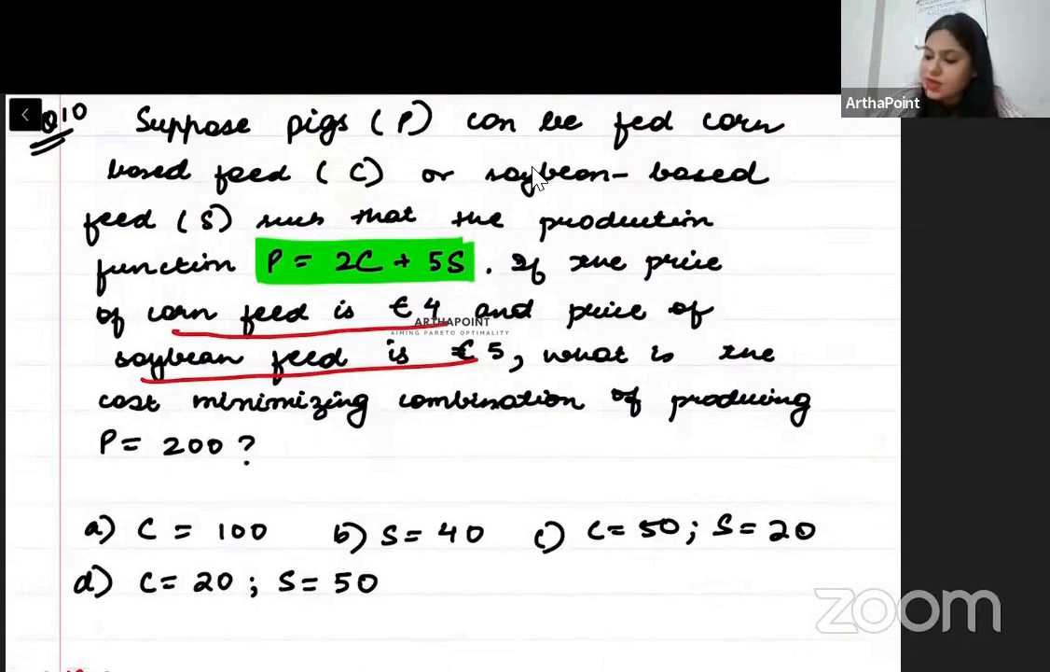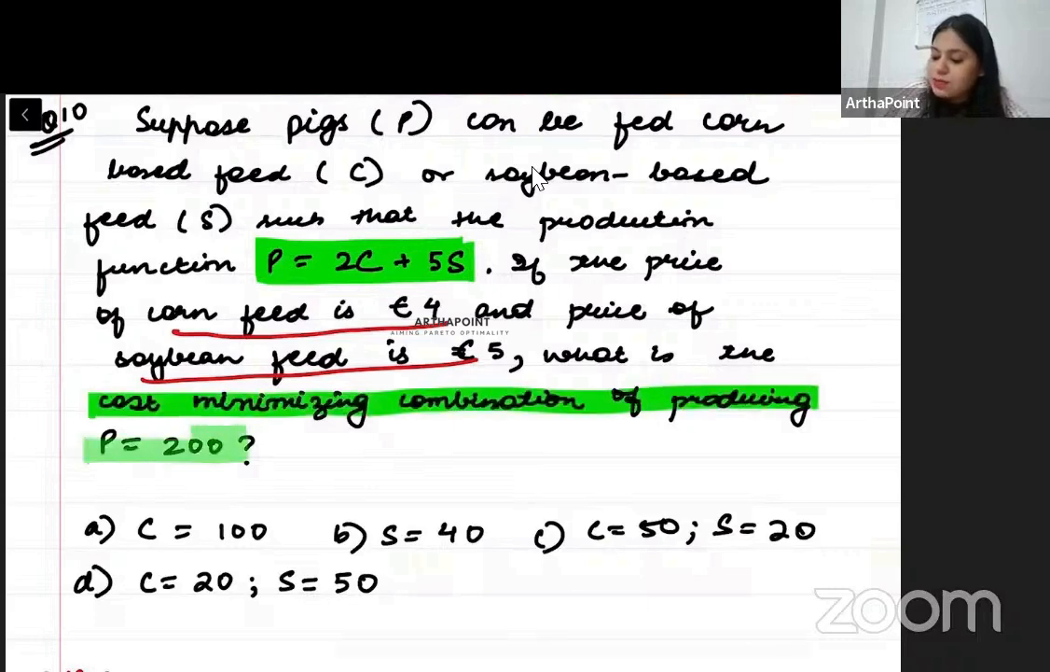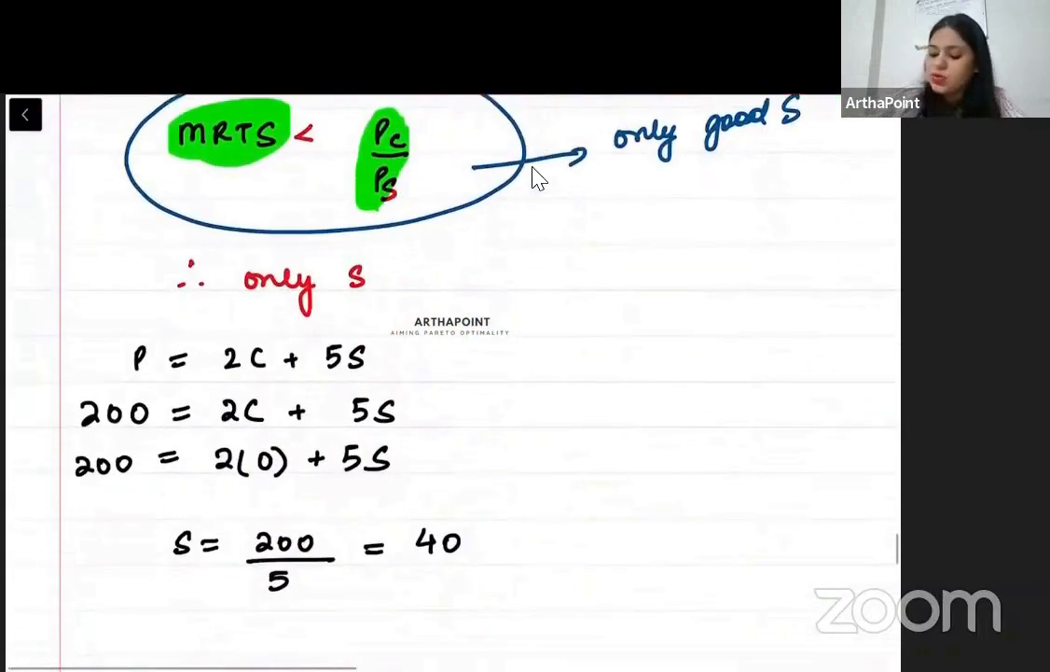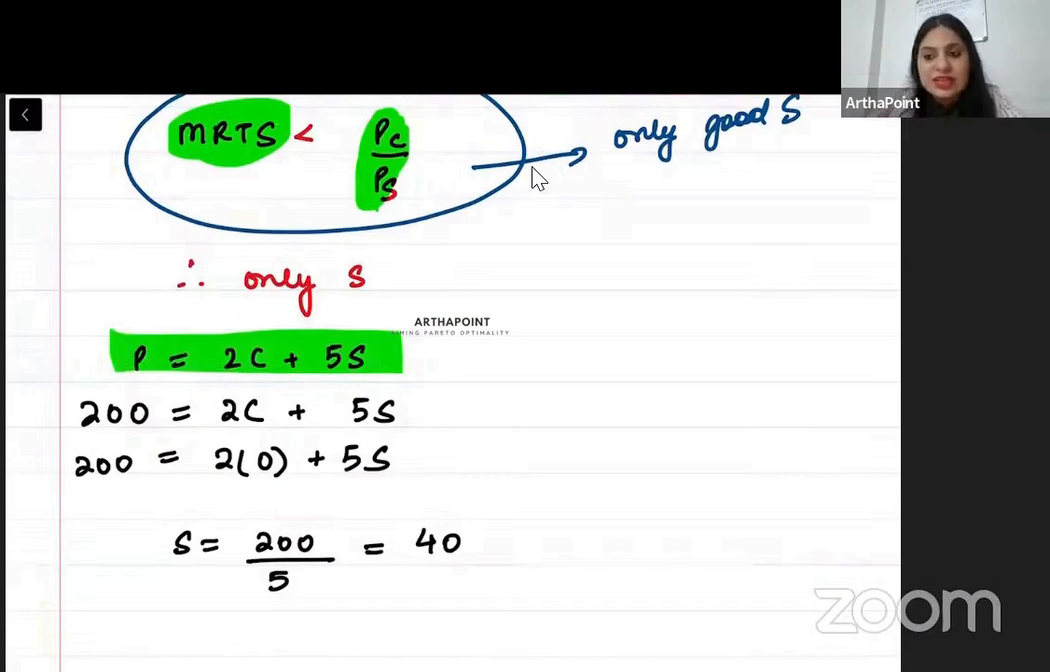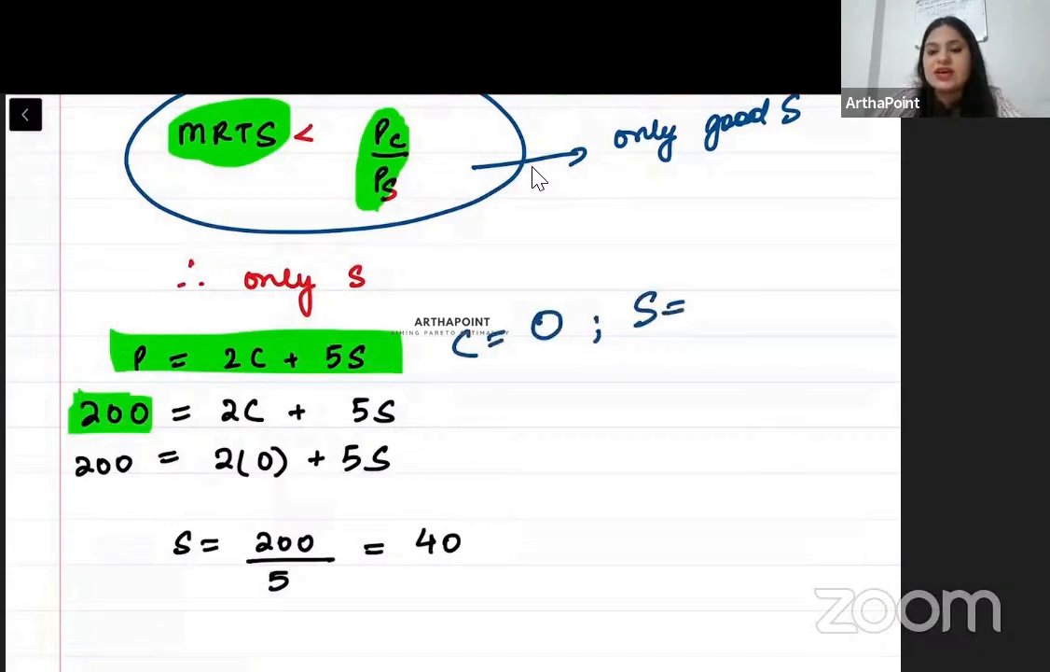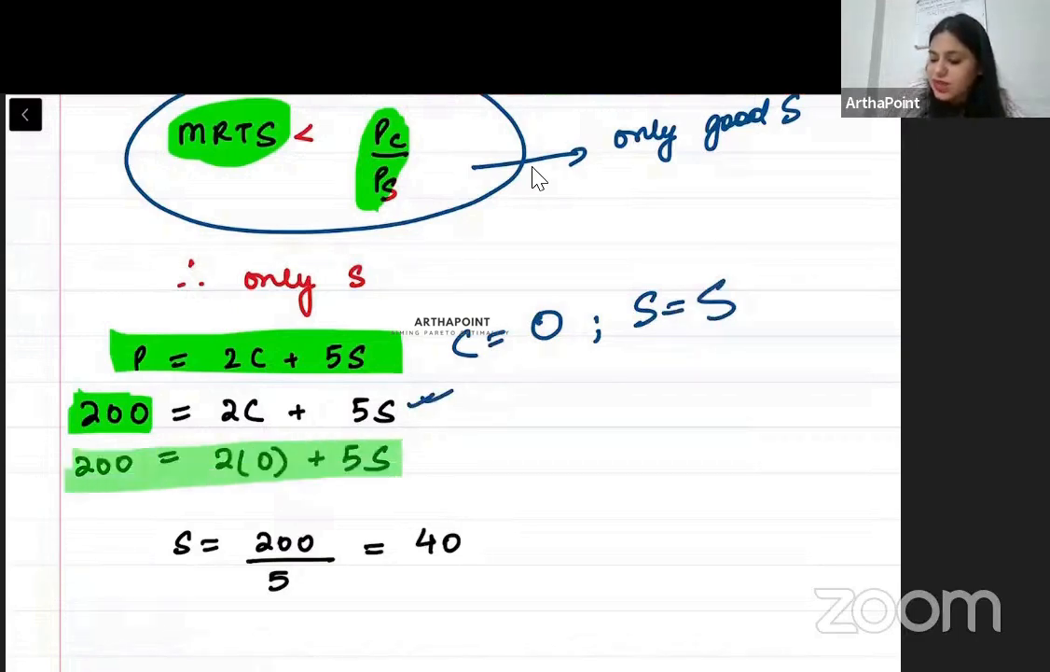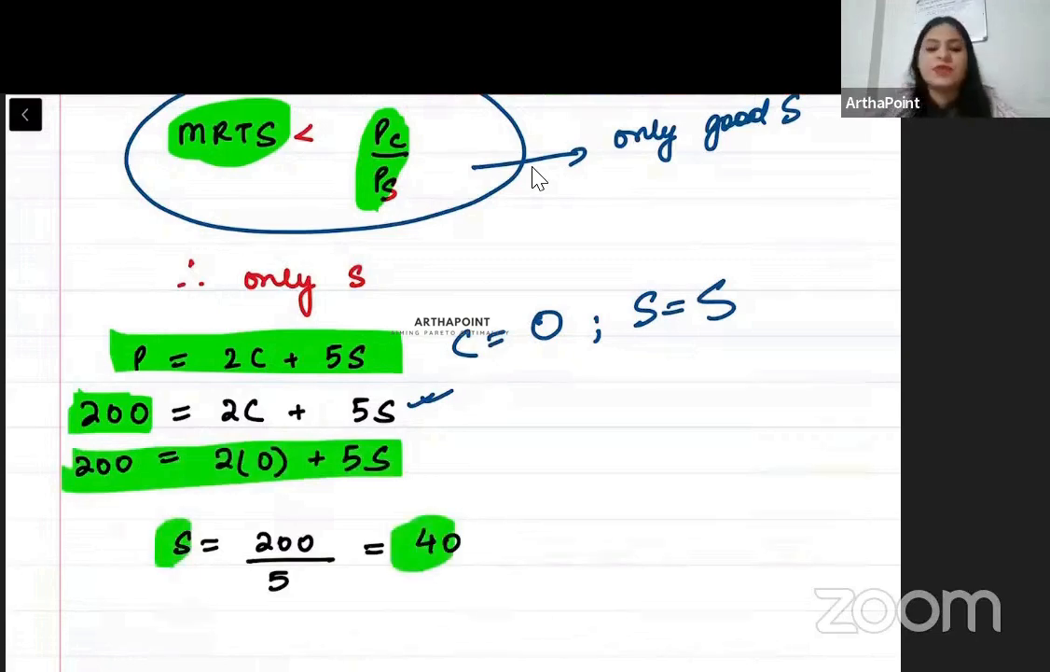Now it tells me, what is the cost minimizing combination for producing P equal to 200? So now I will go to this production function, and in this production function, I will put P as 200. I will put C as 0 because I don't want to use corn feed. And I will put S as whatever S I have because I want to only use S. So when I put it in this, I will get S as 40.